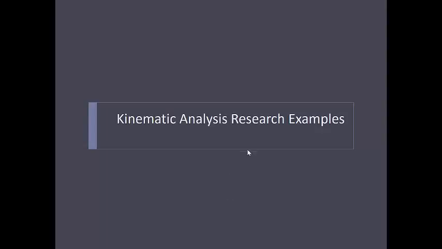Okay, so this is our final section, and I'm just going to talk a little bit about some of the things we can measure with kinematic analysis, what they would look like, give you an insight into what we may be doing in next week's lab, and get you thinking about what you might want to do if you want to use kinematics as part of your group project.